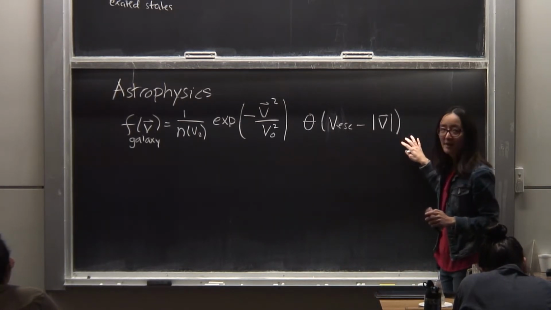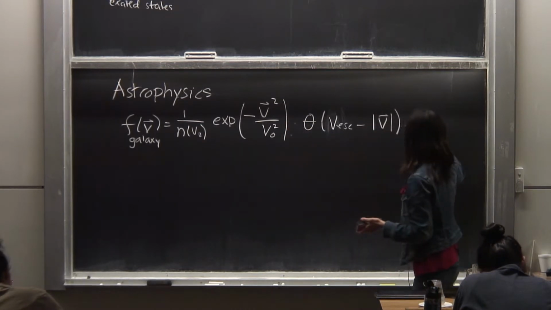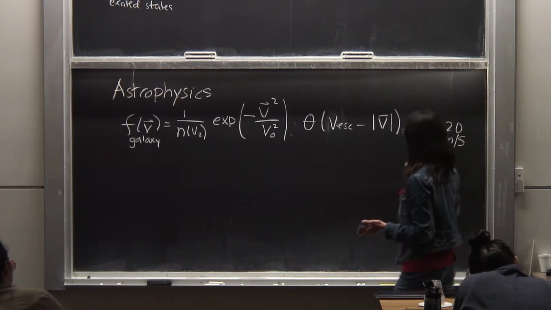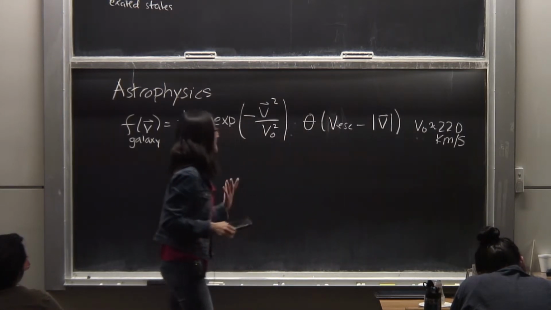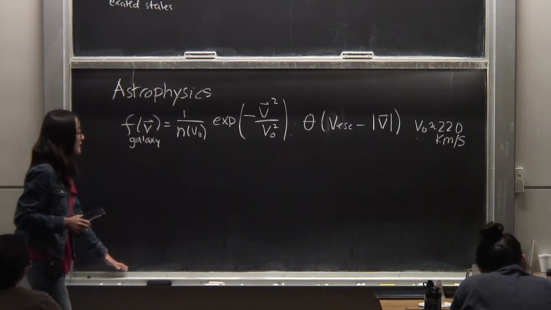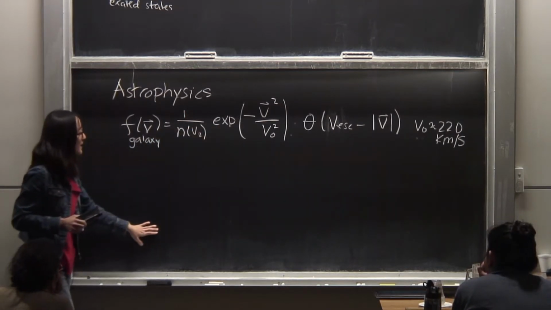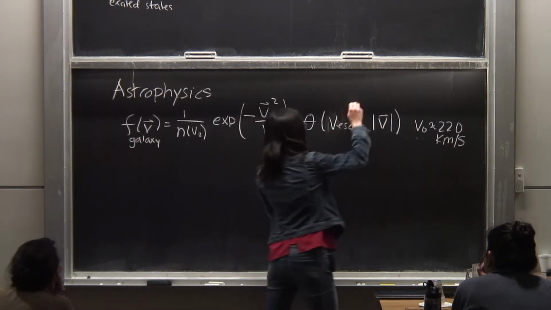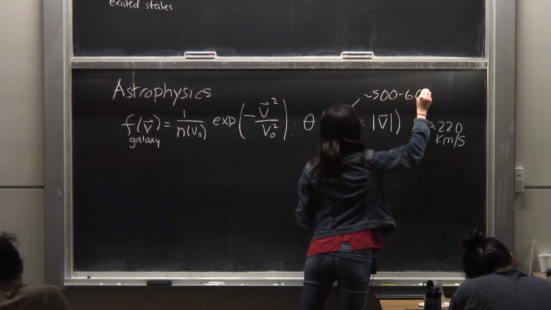So in the galaxy frame, it's isotropic, it's the same in all directions. V0 is usually assumed to be about 220 kilometers per second. Again, that's something we assume based on the motions of the stars. This is just some normalization factor to make this integrate to 1, so don't worry about it. And I cut this off very unphysically at the escape velocity, which I mentioned was around 500 or 600 kilometers per second.